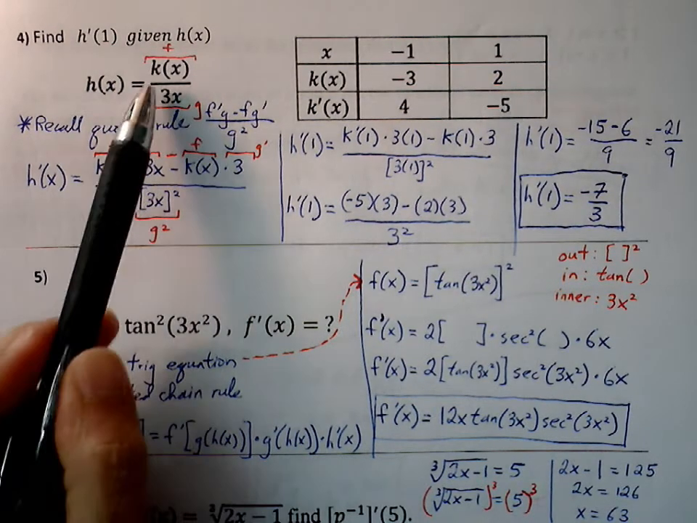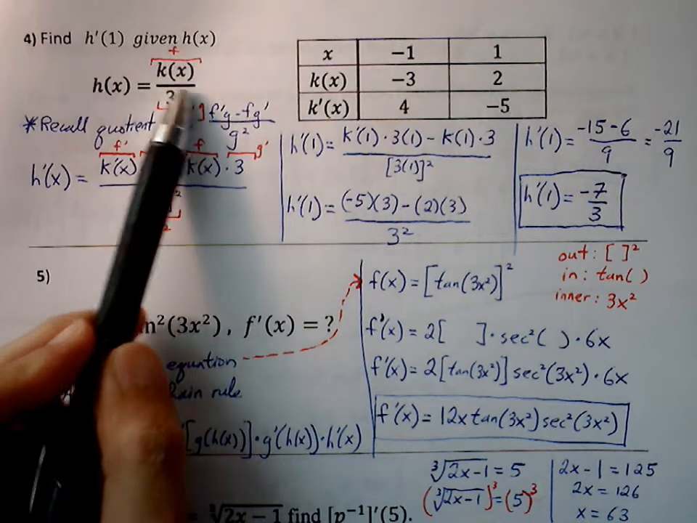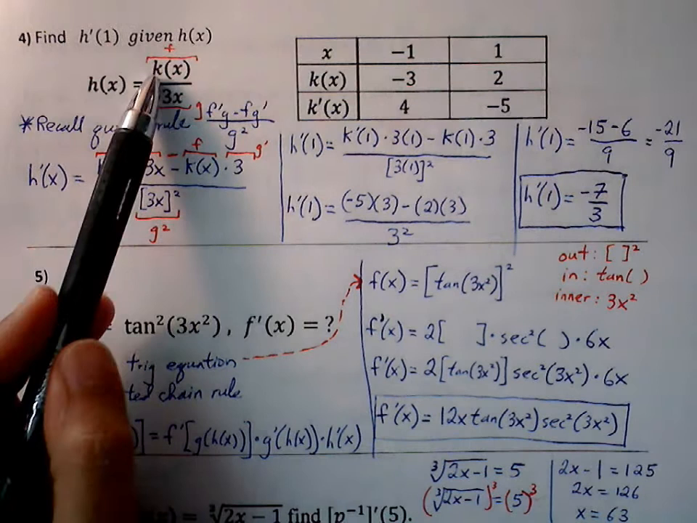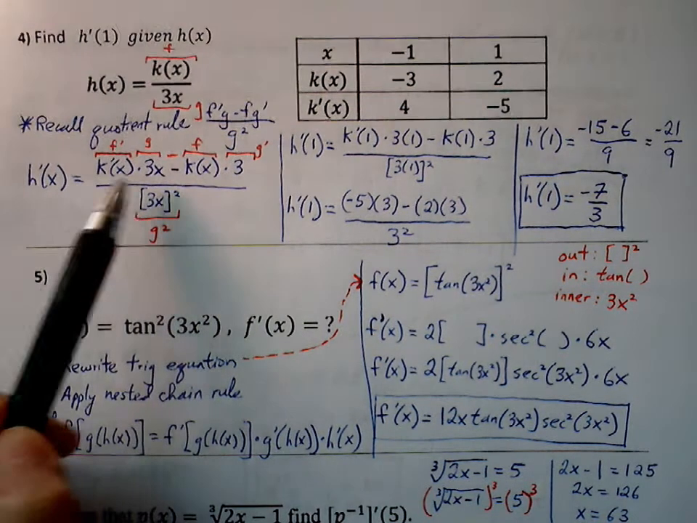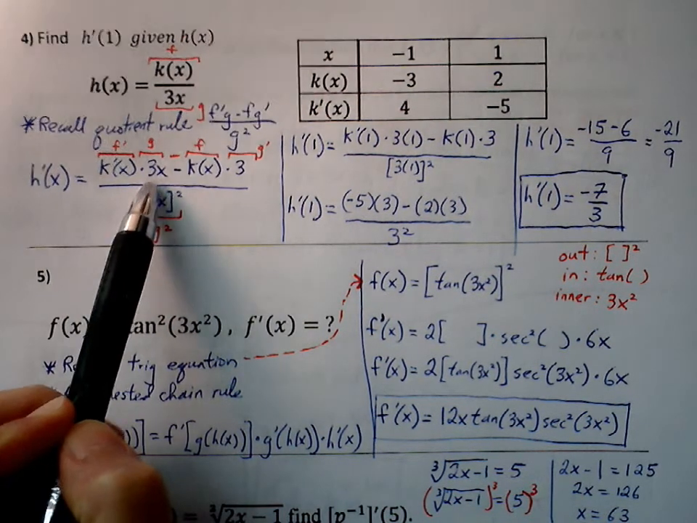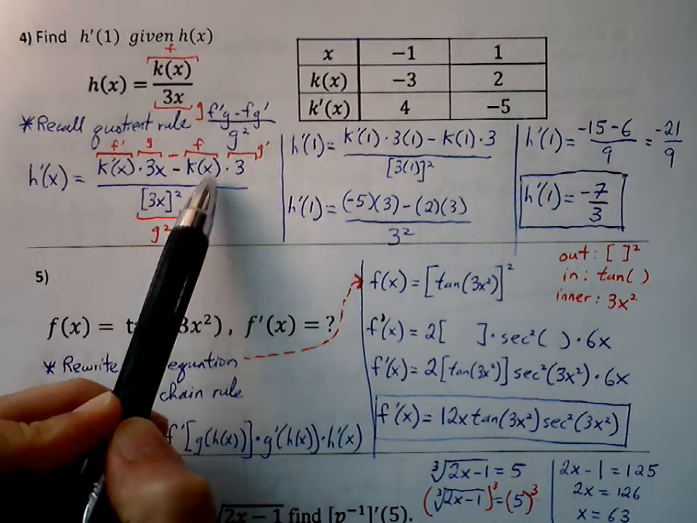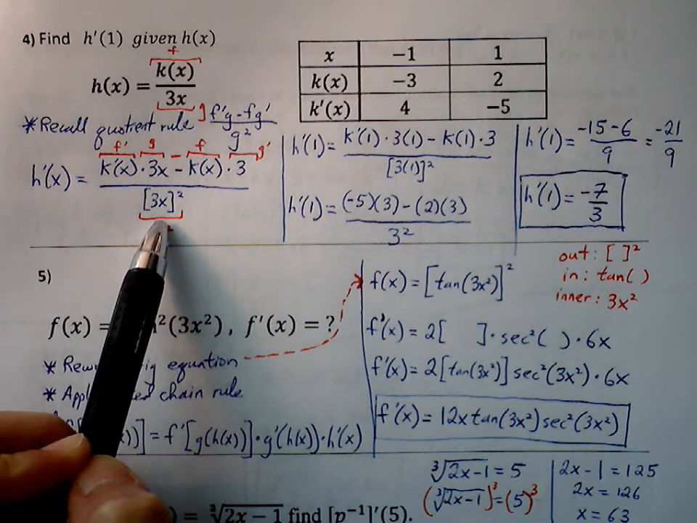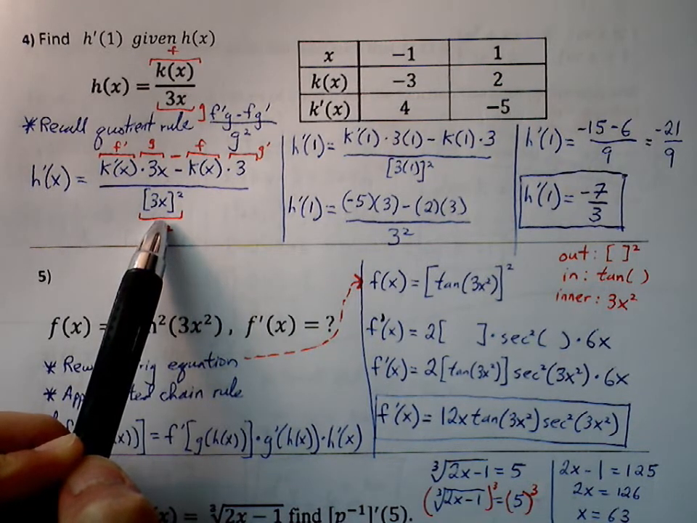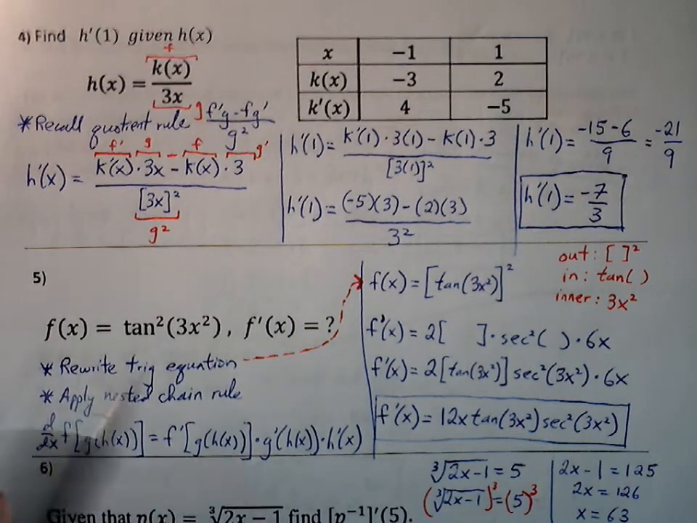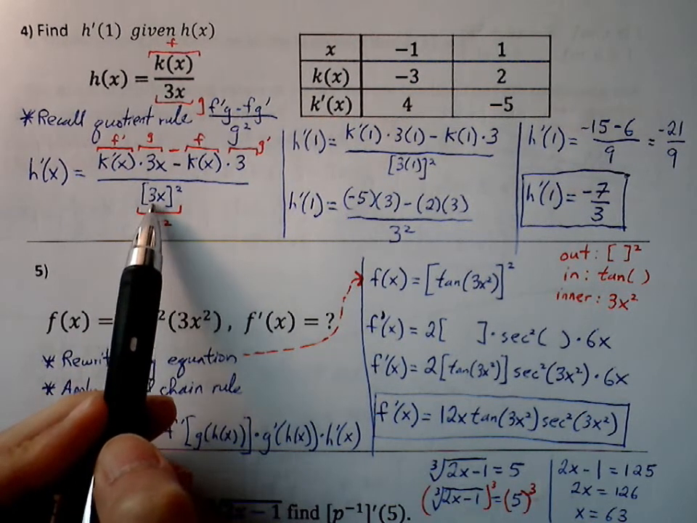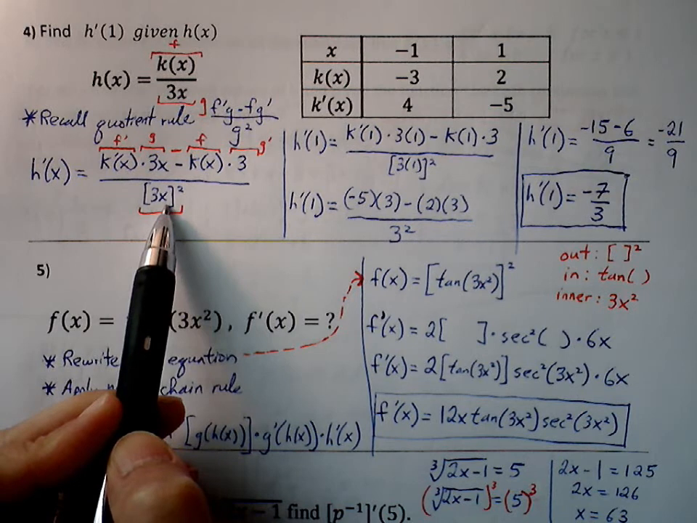So now my f is defined as my numerator, and my g I'm going to assign to be the denominator. So f prime is the derivative of the numerator, k prime of x, times the denominator, 3x, minus the numerator, k of x, times the denominator's derivative, 3x becomes 3, all over denominator squared. My denominator squared, I'm going to get 9x squared, or 3x quantity squared.